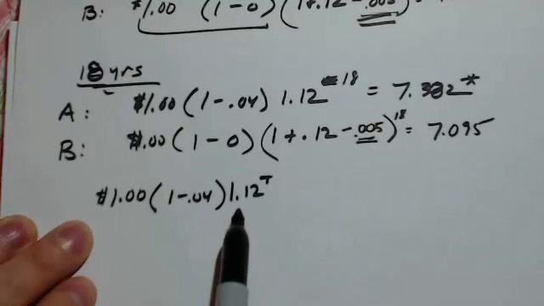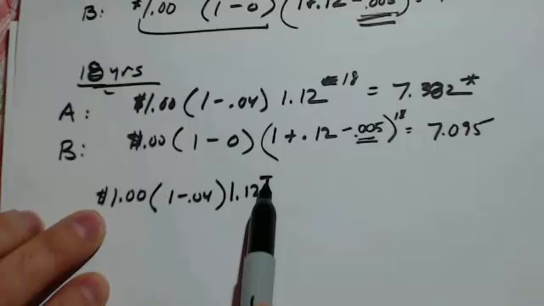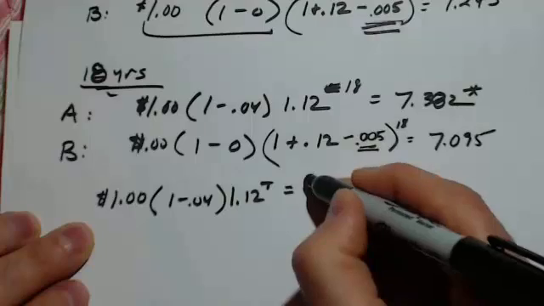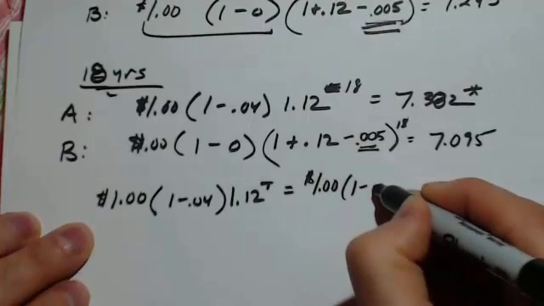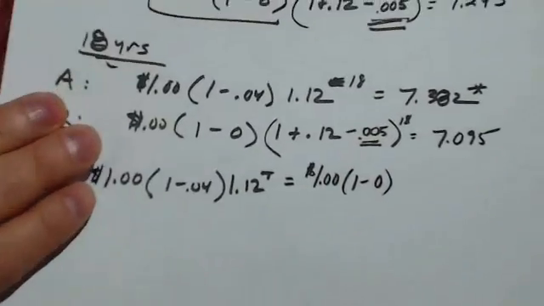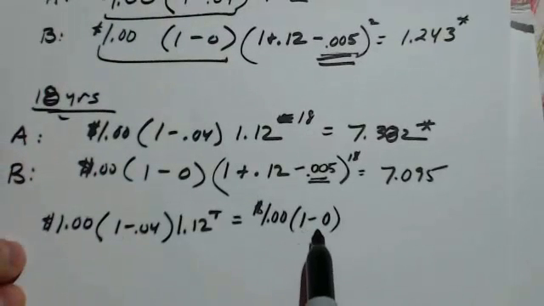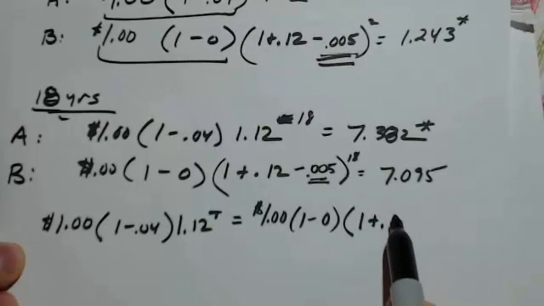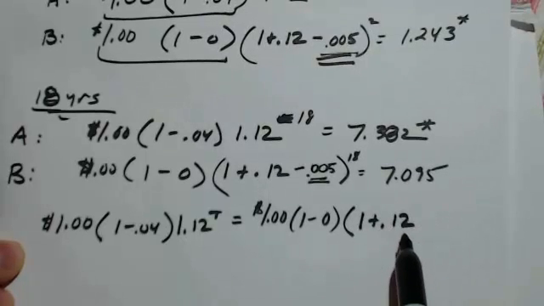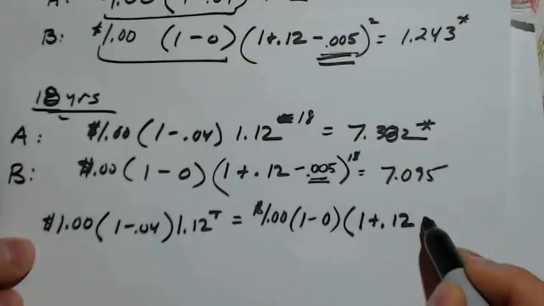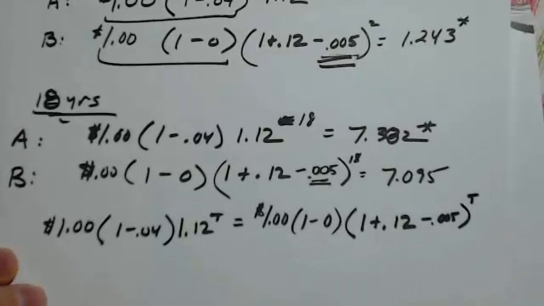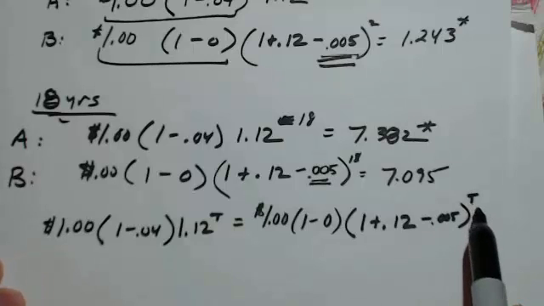Right? This is the formula. This is the earnings that you're going to get over T period for Class A. You want that to equal what you get in Class B. Which is $1 times 1 minus 0, because there's no load, times 1 plus the 12% for the portfolio return minus the operating expenses, minus 0.5% for the 12B1 fees, to the T power.